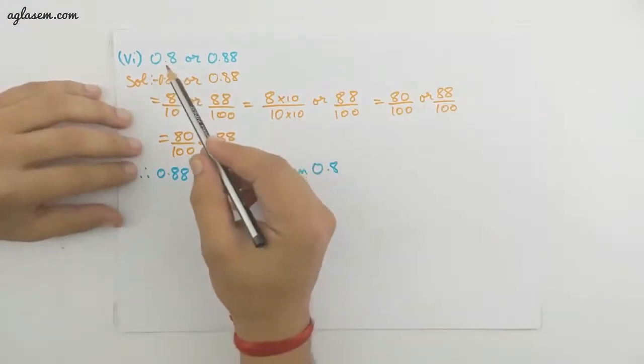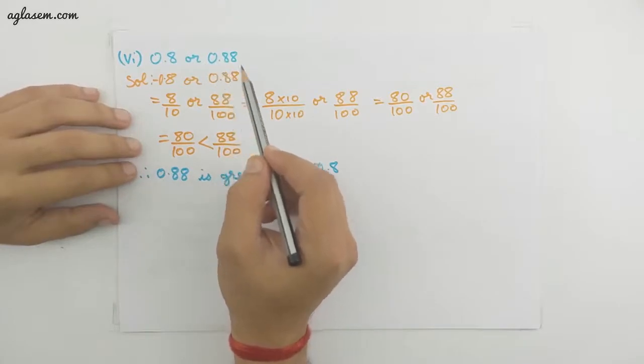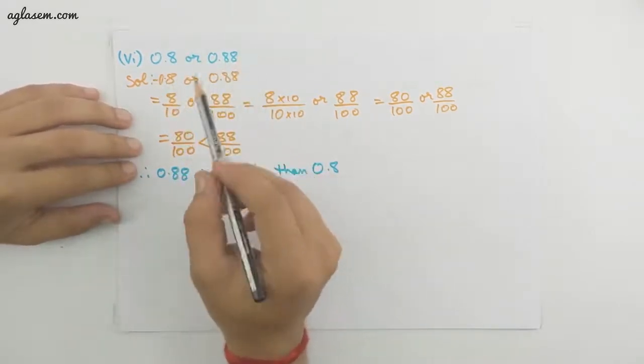Let's move to the sixth part. In the sixth part, the left side is 0.8 and the right side is 0.88. First we will remove the decimal of both sides.